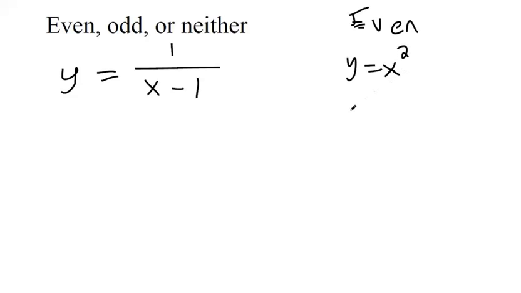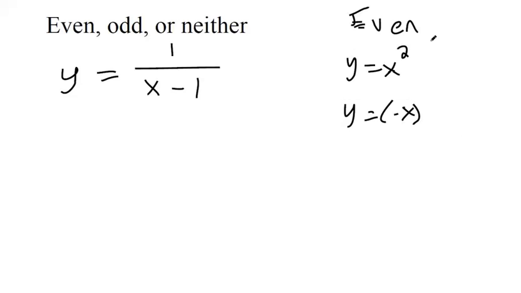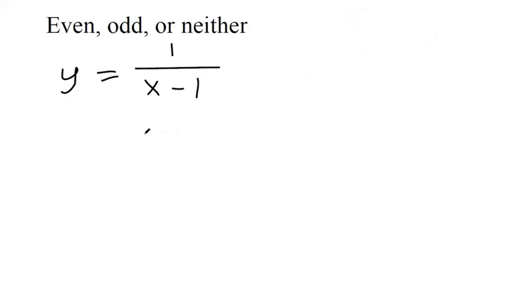If you replace x with negative x, you still have to square it, right? And squaring a negative number is the same thing as the square of the positive version of the number. So if I plug in negative x, I get out the same thing. That's why this is an even function. So we can check to see if this one's even. We're going to replace this x with negative x.